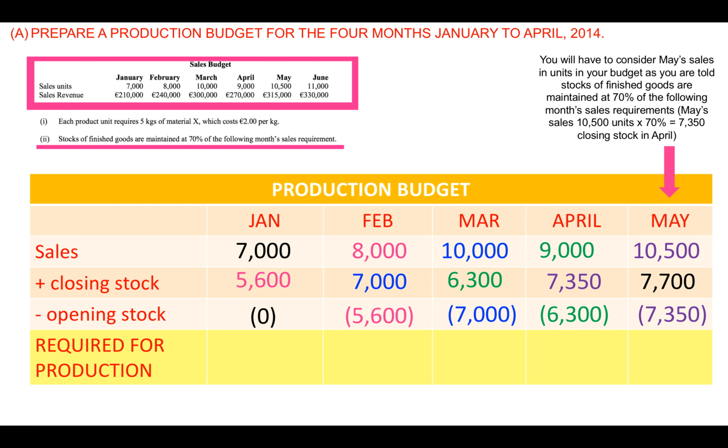So in total, required for production then: January, 12,600 units, February, 9,400 units, March, 9,300 units, April, 10,050 units, and May, 10,850 units.